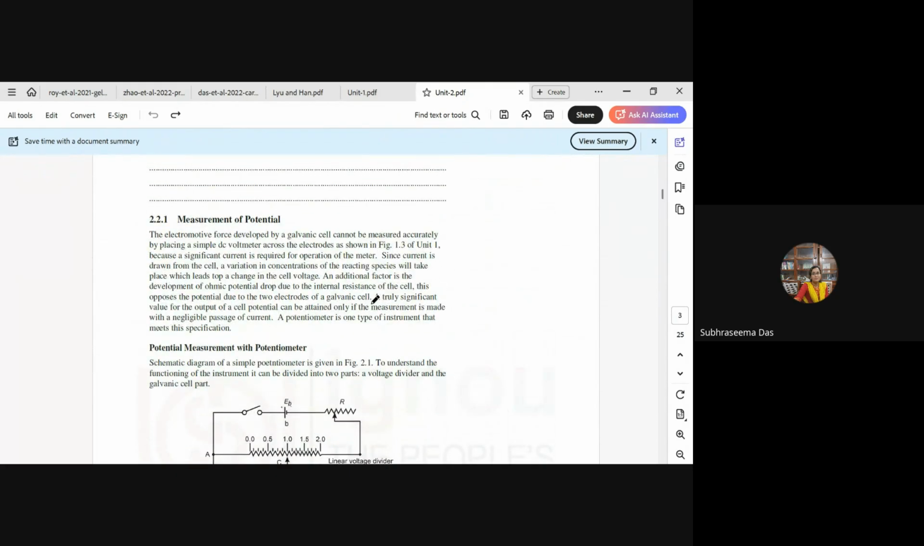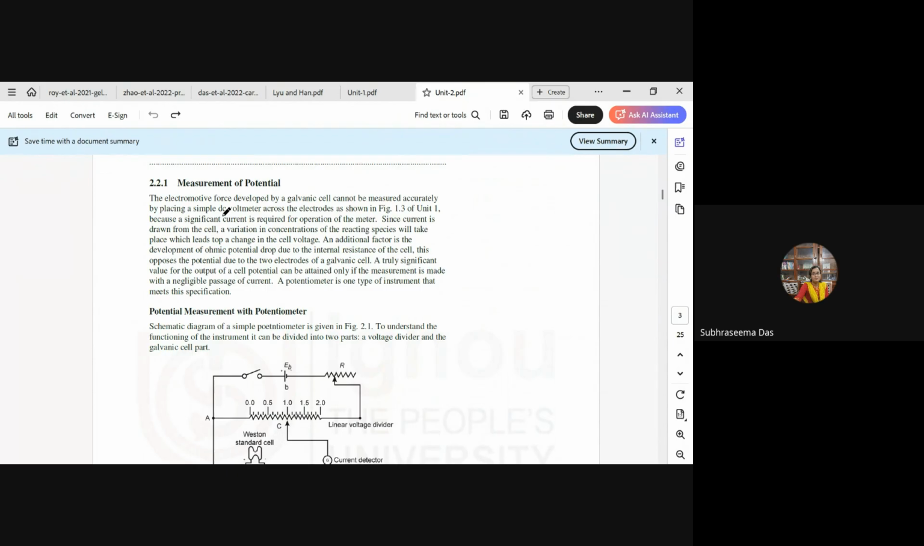As we have talked about, direct measurement of potential is very difficult, so we use an indirect method, using a standard. Now we will discuss in detail how we can measure the potential. The electromotive force developed by a galvanic cell cannot be measured accurately by simply placing a DC voltmeter across the electrodes.